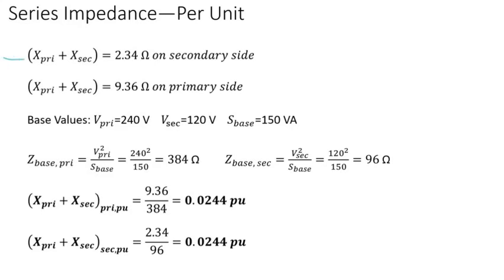So I will do the same thing for reactance. This is what I calculated for reactance: 2.34 ohms on the secondary side, and 9.36 ohms on the primary side. If I convert that to per unit, I just plug in the numbers, I get 0.0244 per unit.